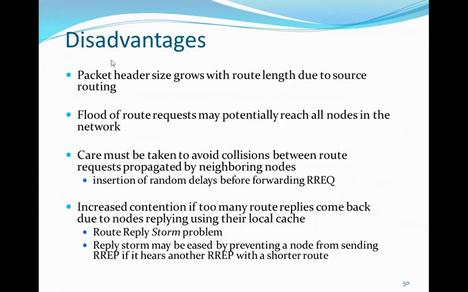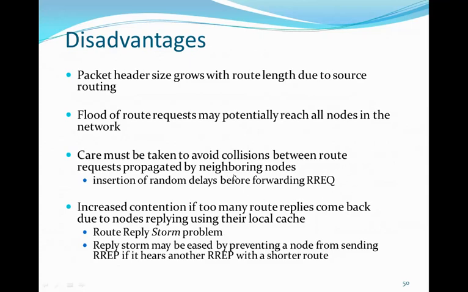Similarly, the flood of route requests may potentially reach all nodes in the network, as you are going for flooding. Similarly, care must be taken to avoid collision between route requests propagated by neighboring nodes. As they are involved in flooding, we should intentionally add some delay so that neighboring nodes do not broadcast the route request at the same time, and so avoid collision. Insertion of a random delay before forwarding a route request between neighborhood nodes is very important.